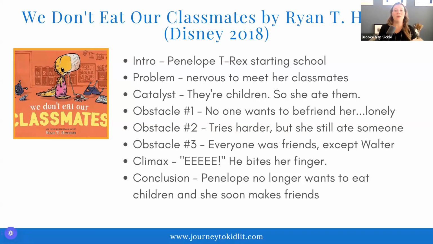So the third attempt is that when everyone was friends except for Walter. So she thinks, oh, maybe I can just be friends with the fish and I just won't have any of my classmates be my friends. But Walter, in turn, bites her, which makes her realize how her classmates feel when she bites them and when she eats them. And so then she decides that she no longer wants to eat kids. She just wants to be friends with them. And that's when her friends, her classmates, are willing to give her a chance and be her friend. So it's a really fun, unique way of telling their first day of school jitters and a new, fresh perspective on it. So definitely go and take a look at that story.